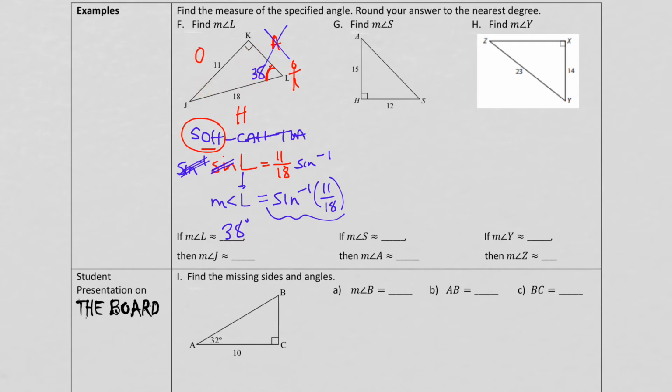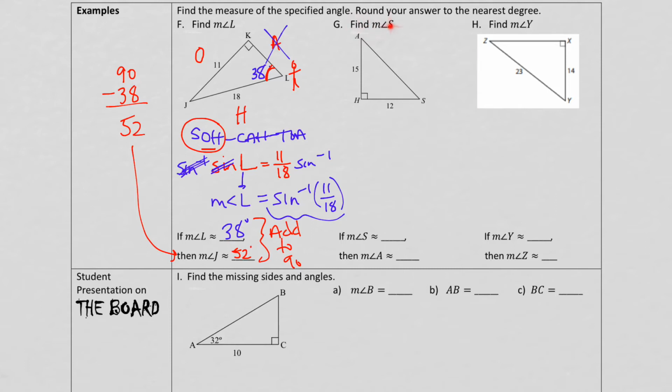So in this case, once I find angle L, I can then pretty easily find the measure of angle J, because angle L and angle J have to add to 90. So here, really quickly on the side, 90 minus 38 will give me 52, and just like that, I can find my other angle in this right triangle. Remember, these must add to 90 in a right triangle.